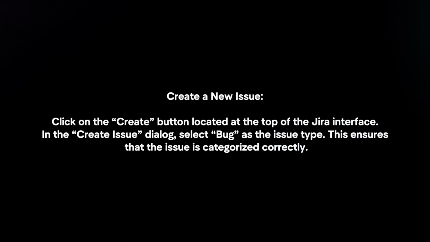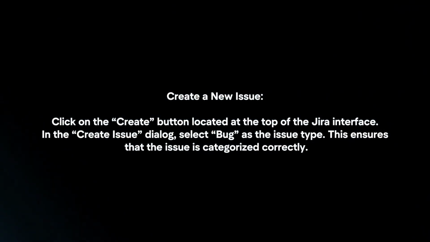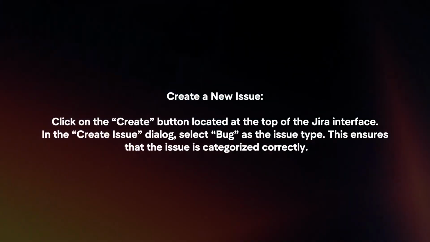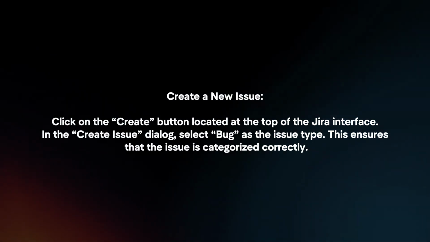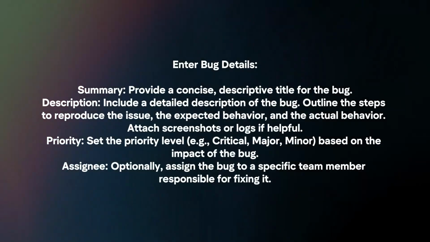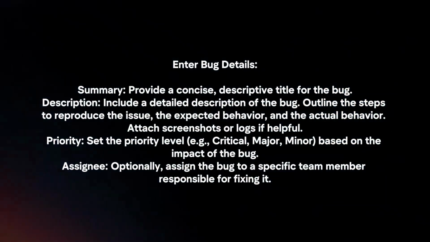Create a new issue. Click on the Create button located at the top of the Jira interface. In the Create Issue dialog, select Bug as the issue type. This ensures that the issue is categorized correctly. Enter bug details: summary, description, priority, assignee.